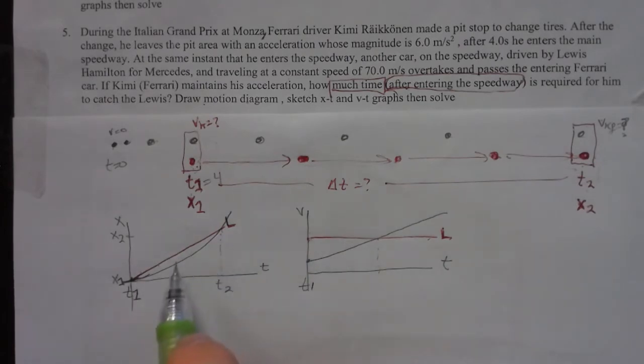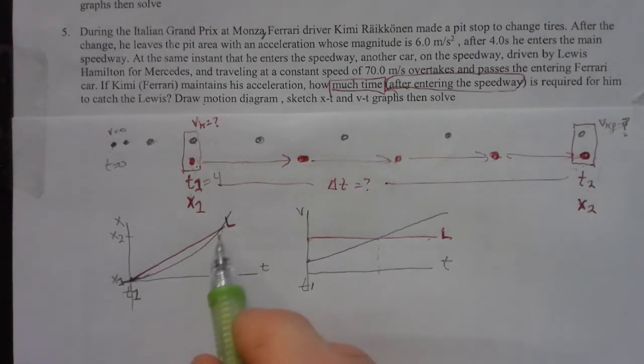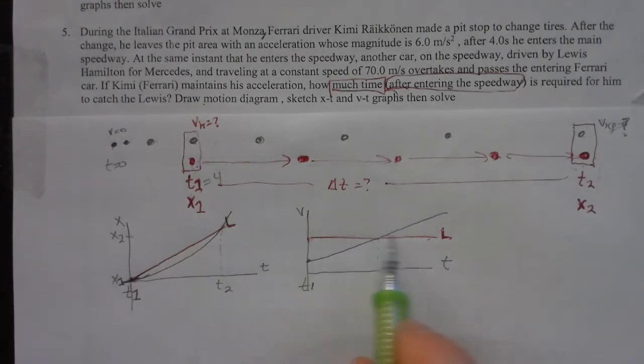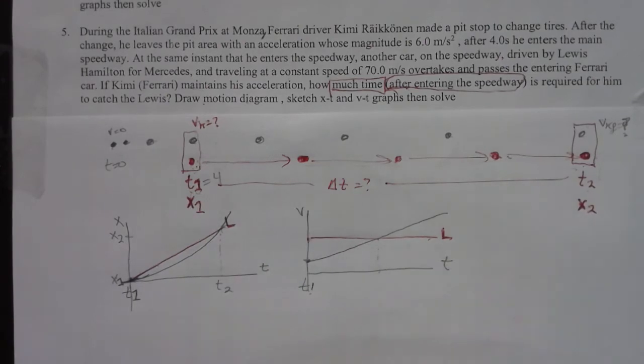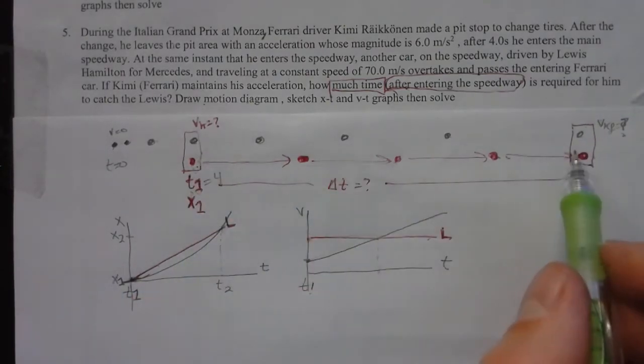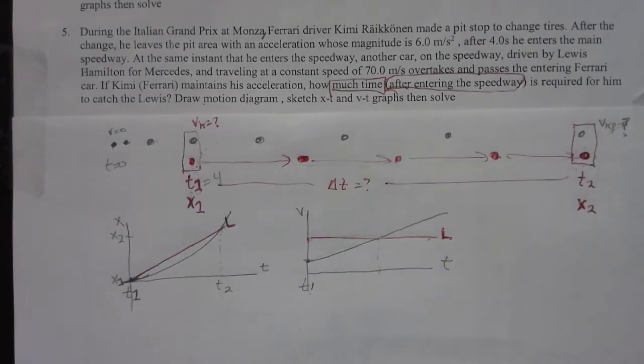So these graphs should make sense to us, hopefully. Lewis, which is the red line, has a constant slope on a position graph because of constant speed, velocity. Kimi has an increasing slope, a concave up line. They intersect at 2 places, the pit and then later. On the velocity graph, Lewis is constant. Kimi has some velocity at T1, my origin, and then steadily increases. Now this is the interval I really want to look at. This is the interval I have the most information about, and this is the interval where they correspond.